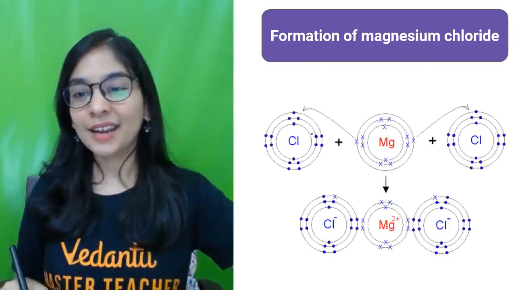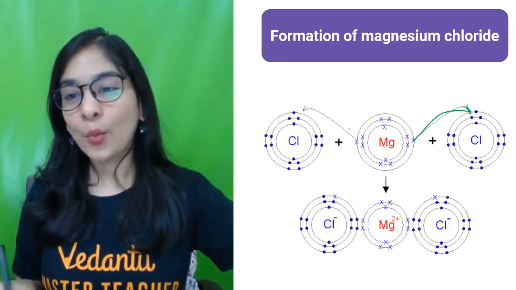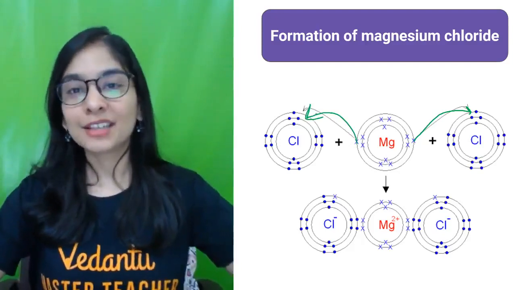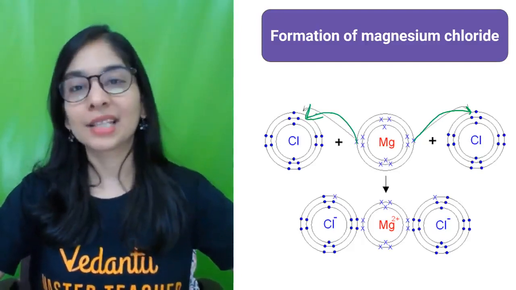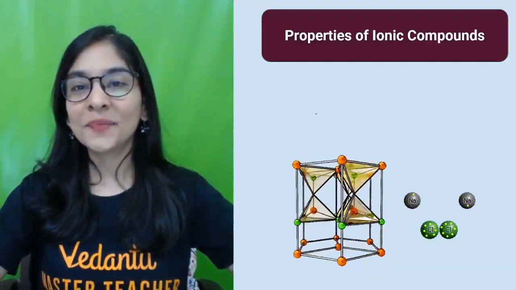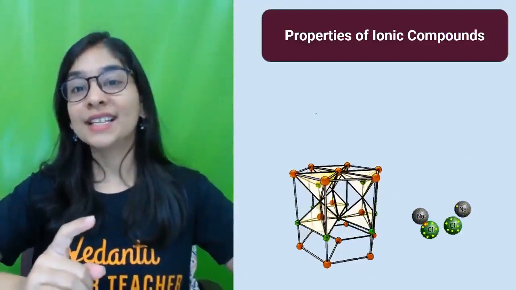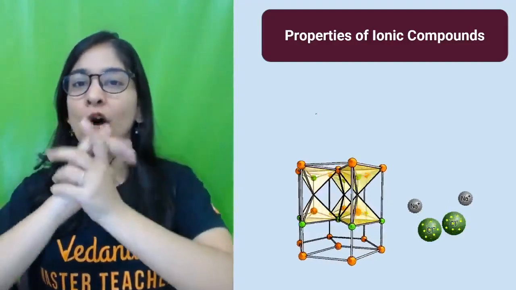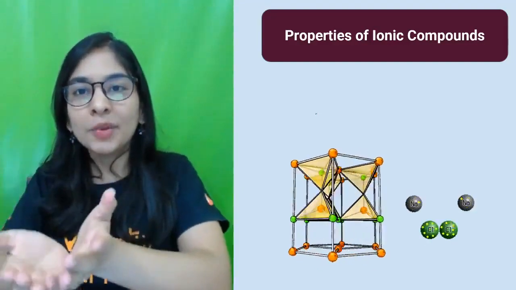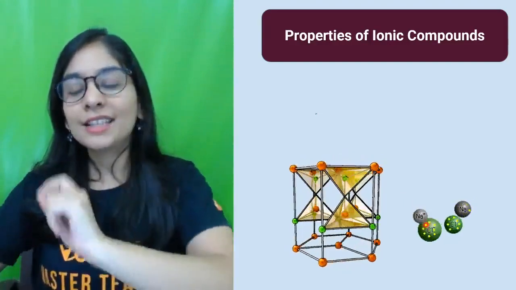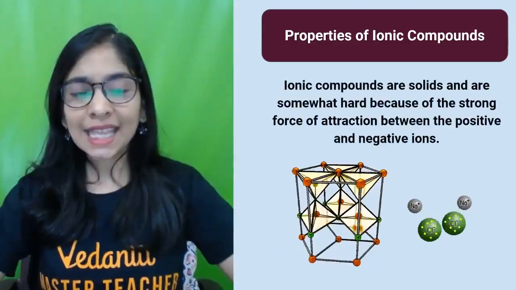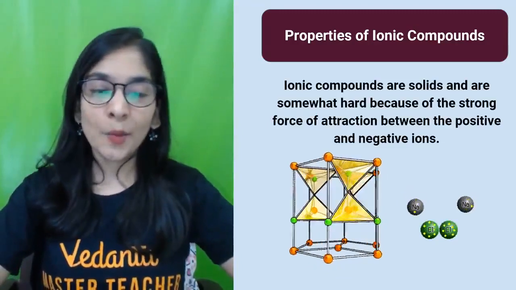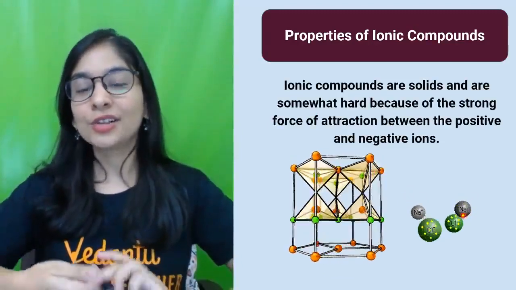This is pretty much clear, that magnesium lost electrons to chlorine, magnesium got +2 and every chlorine got -1. Pretty much clear? So now you are able to understand ionic compounds very well. But as soon as they are formed, we should know what kind of properties they have, right? So let's talk about their properties: what is the physical state, whether they are water soluble or not, whether they can conduct electricity or not, all the points.